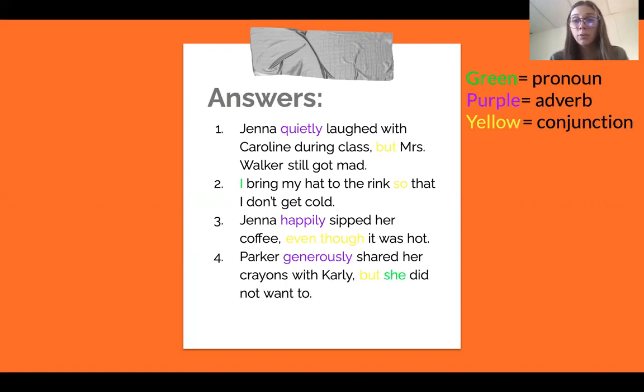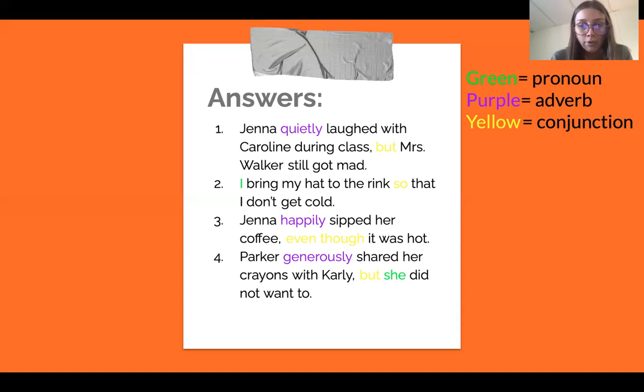So the green represents pronouns, purple, adverb, yellow, conjunction. In number 1, quietly is an adverb because of the ly. But is the conjunction because it's connecting two sentences. Those are the only ones in the sentence. Number 2, I bring my hat to the rink so that I don't get cold. I is a pronoun because it replaces a subject. So is a conjunction because it connects two phrases again, so that I don't get cold. Yeah, those were the only two in there.